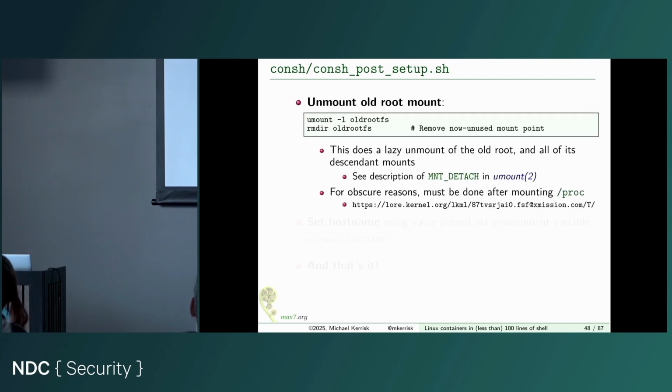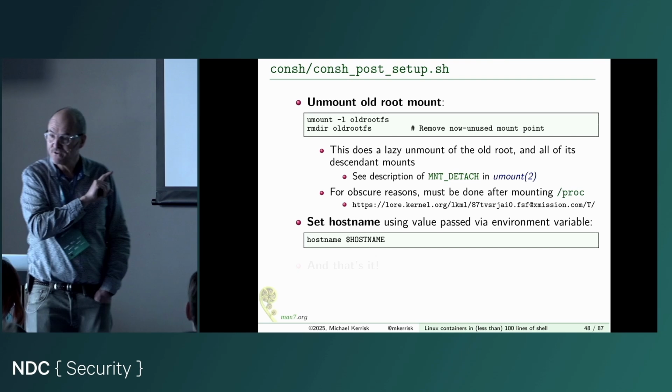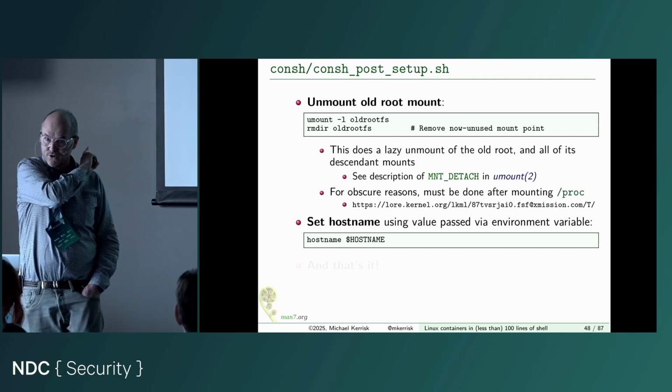And then I don't need the old root mount anymore, so I do an unmount of that old root mount. That throws away all the old root mount and all the submounts underneath it. And then I can remove that directory. Then I set my host name from the environment variable that got set up earlier on.